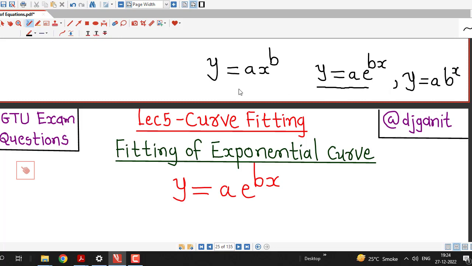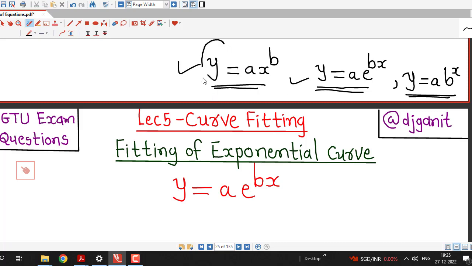So for fitting of any of these three types, what we are doing is we are taking logarithm to any base to both sides of these equations, and then we transform this curve to the straight line. That is, we take logarithm on both sides, and we find that the reduced form is the regression line, and we know how to find out regression line of one variable on another variable.